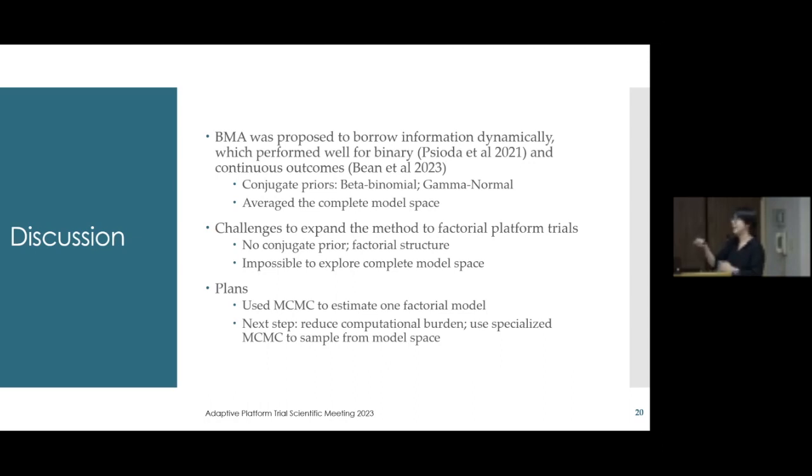And when we want to expand the method to factorial platform trials, we will not have conjugate priors anymore, which means that we can only estimate instead of calculate. And also the factorial structure will increase the number of parameters to be estimated. And also it will be impossible to explore the complete model space. So about the first challenge, I've already used MCMC to estimate one factorial model without any averaging. And the next step will be to reduce the computational burden. I will use some specialized MCMC to sample from model space, especially when we have uncertainty about the dimension of parameter space.